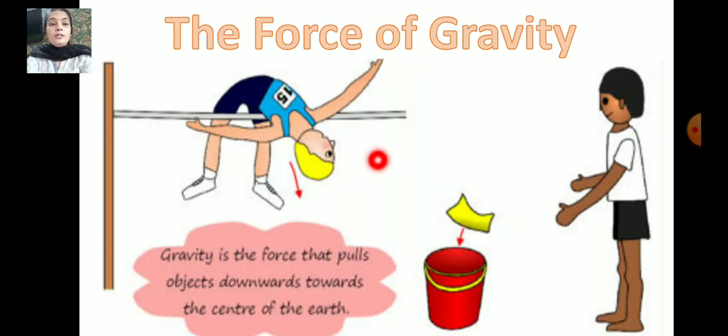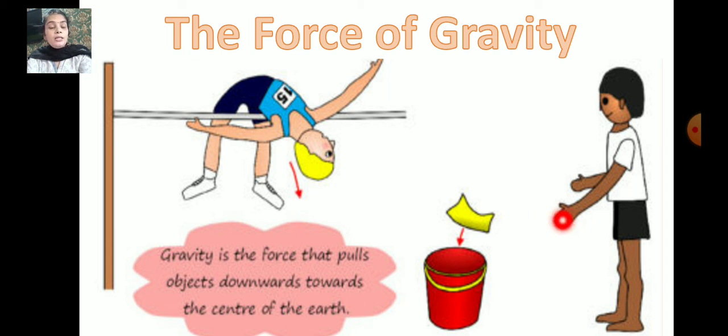The next one is force of gravity. Take a ball and drop the ball. What happened to the ball? The ball will fall down. It is due to gravity. Here he is doing a high jump, and automatically he comes down. It is due to the force of gravity.